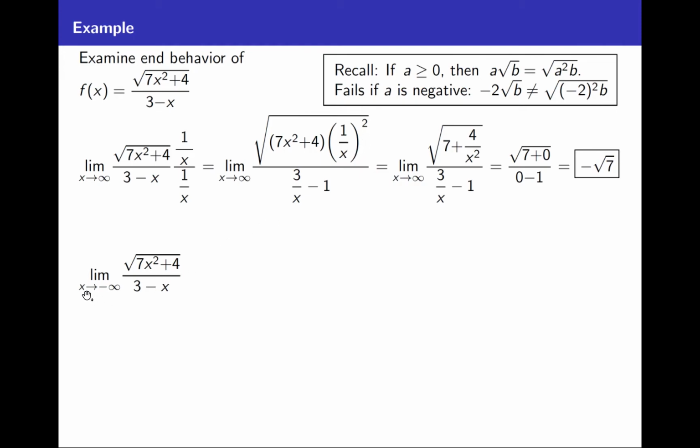But look, x is approaching negative infinity in this limit. It's a negative number, so 1 over x is going to be a negative number. We can't bring a negative number inside the radical as its square. That just doesn't work. How can we fix that? Easy. Instead of multiplying by 1 over x divided by 1 over x, multiply by negative 1 over x divided by negative 1 over x.